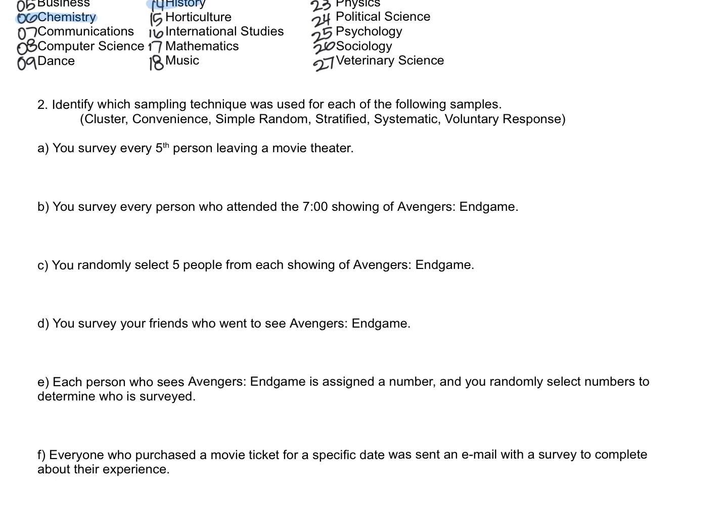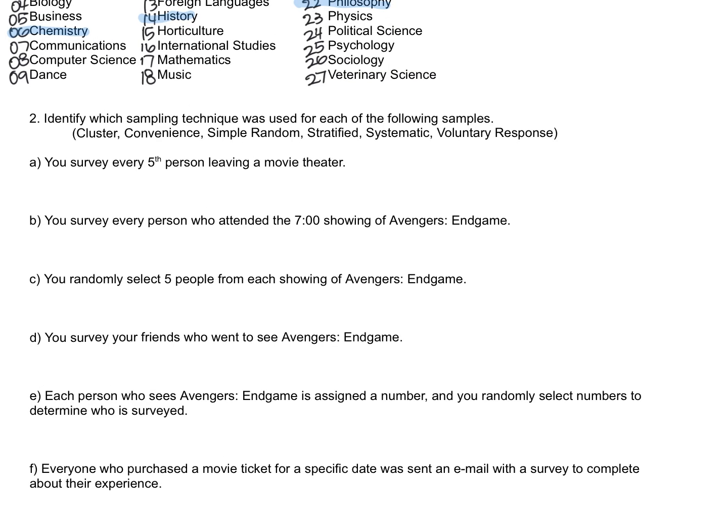All right, now what we're going to do is we have 6 different sampling examples, and we're going to determine which sampling technique was used. So cluster, convenience, simple random, or SRS, because we typically do abbreviate it SRS, stratified, systematic, or voluntary response.